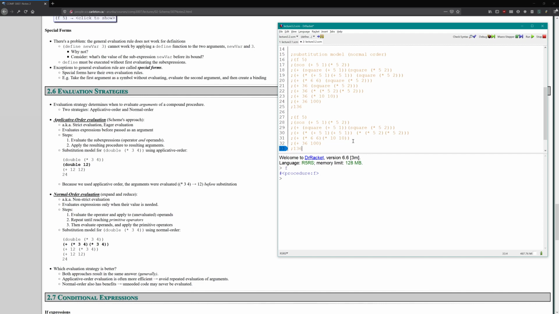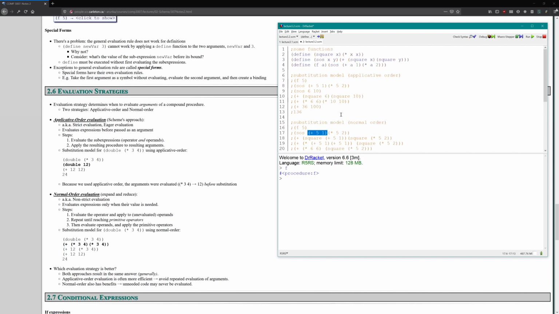So same answer. In this case, we just did things in parallel to shorten the amount of typing that you have to do. Either of those is allowed, so long as when you're doing normal order, you apply compound procedures to their arguments without first evaluating the arguments. Applicative order, we first evaluate the arguments, and then we do the application step, the substitution.